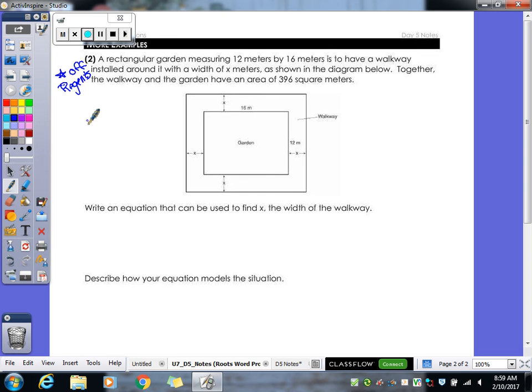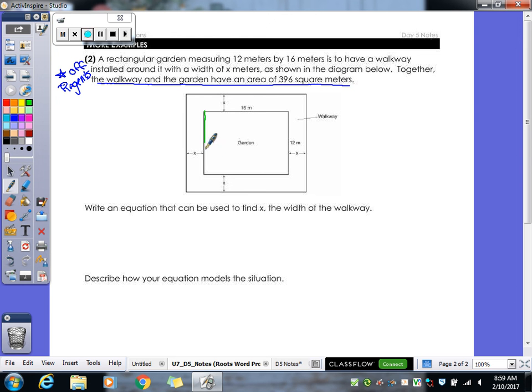We have a rectangular garden measuring 12 meters by 16 meters that is to have a walkway installed around it with a width of x meters, as shown in the diagram below. Together the walkway and the garden have an area of 396 square meters. That's important information. I'm going to underline that.